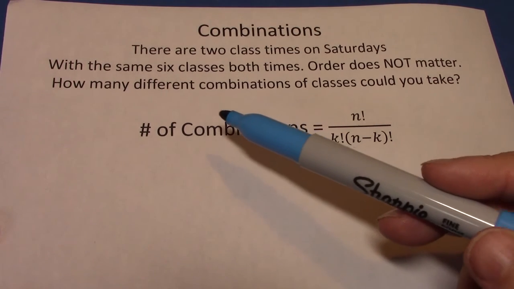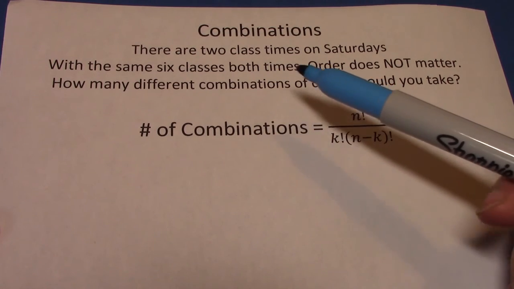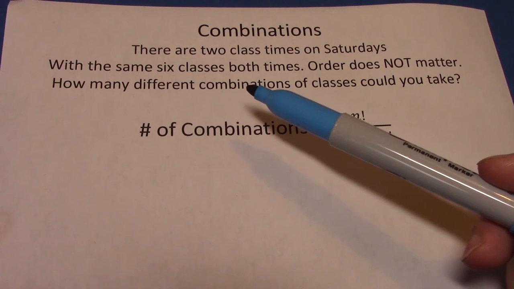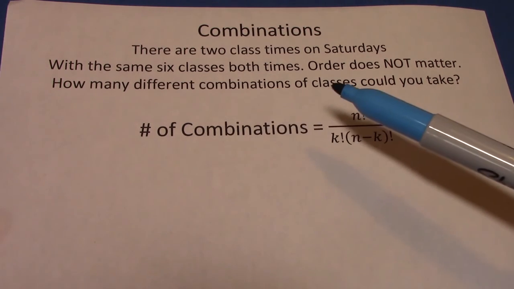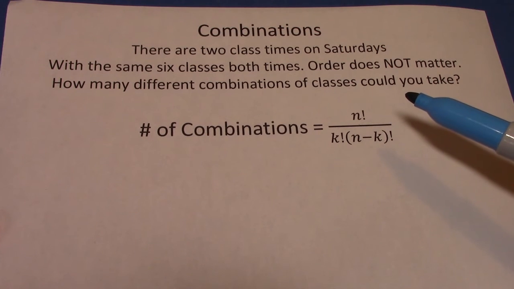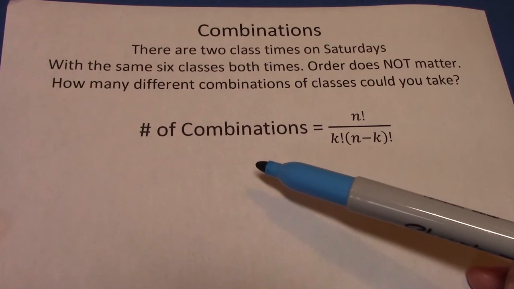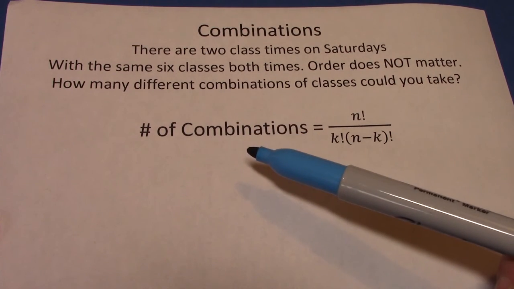So this time we have an example where there are 2 class times on Saturday at your school. And there are 6 classes, and all 6 classes are taught both times. You want to take 2 classes. It doesn't matter whether you take the first class in the first period or the second period, you just want to get 2 classes. So how many different combinations of classes could you take?